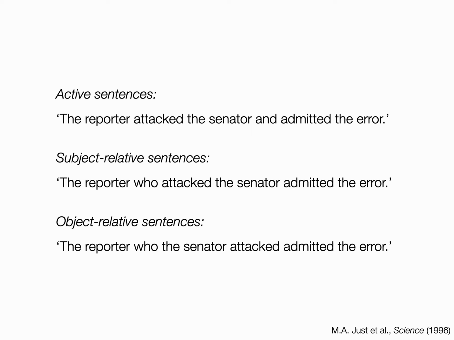We want to know whether there are areas of the brain that follow this complexity pattern and respond with more activity for object relatives, a little less for subject relatives, and less still for active sentences.